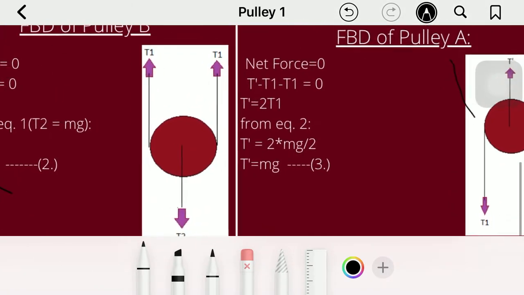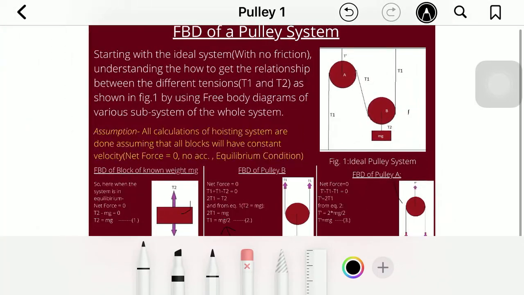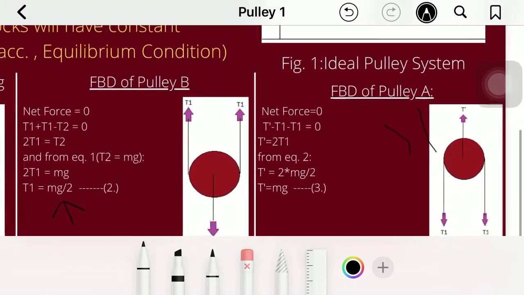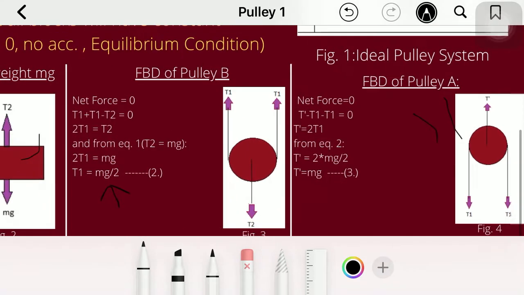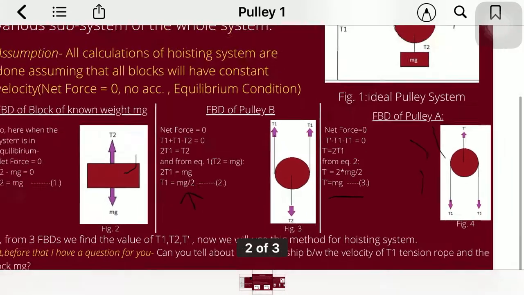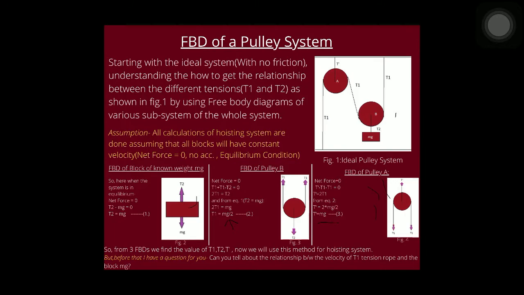Now calculating T dash by drawing the FBD of pulley A, this pulley. Again applying the same method, T dash acting upward, T1 and T1 acting downward. From here we calculated that T dash equals mg. So we have calculated T1, T2 and T dash by the free body diagram. Now we will use this same method for the hoisting system calculation.